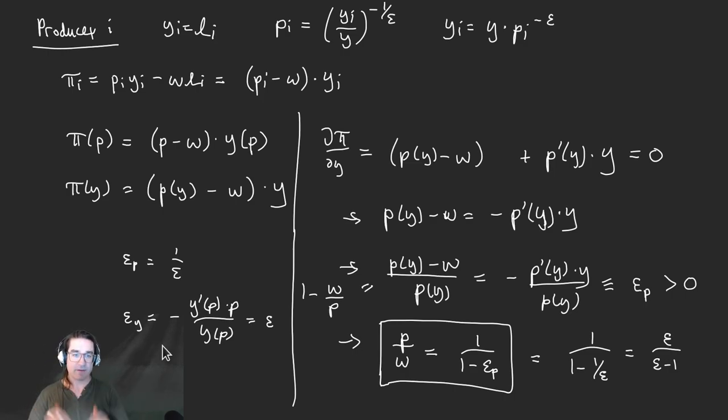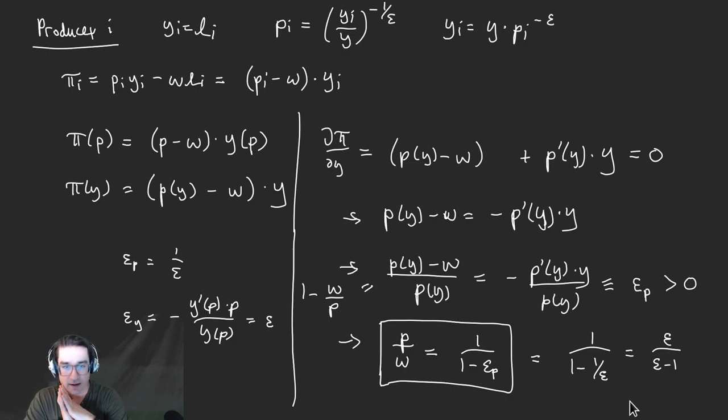So we derive it for the general case, right? The price markup is just going to be a function of the elasticity of the inverse demand function, and then for our particular case we get epsilon over epsilon minus one. Okay, but what does this all mean?